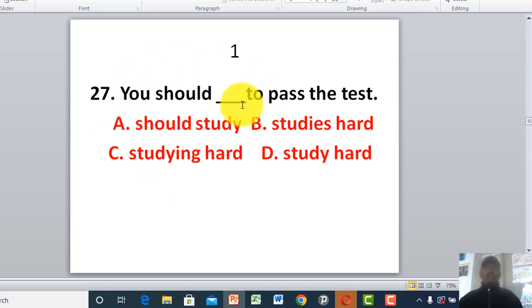Question number 27. You should belong to part of the test. You should study. Yes. You should study. Yes, you should study hard. Yes.